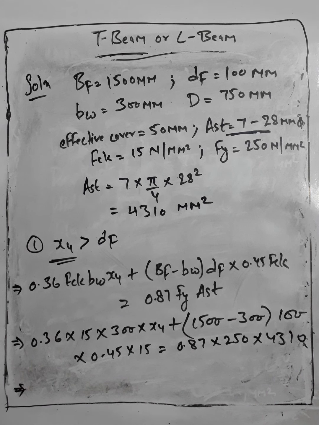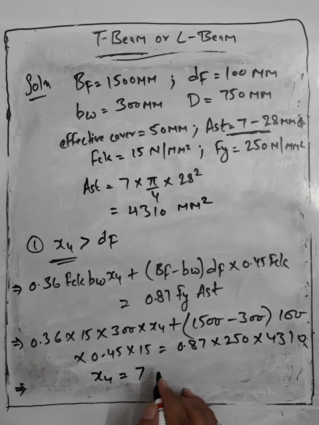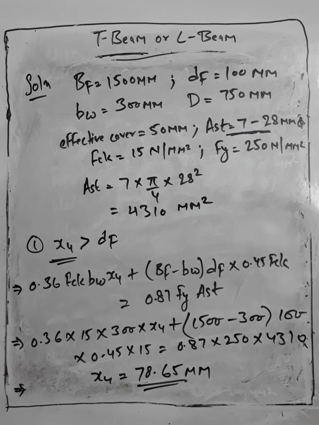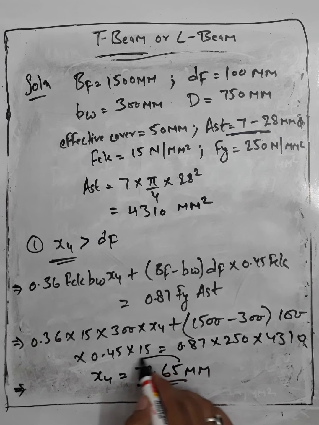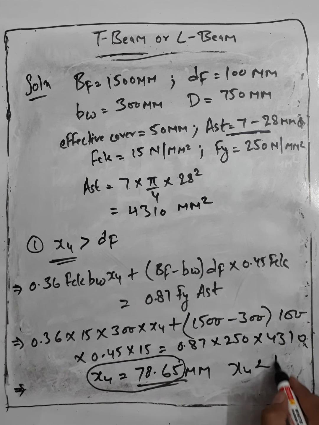These values we put in our equation. Now after solving this equation, we get Xu is equal to 78.65 mm. Now you see here we get Xu is less than Df. If you compare this Xu value with Df, you find Xu is less than Df.